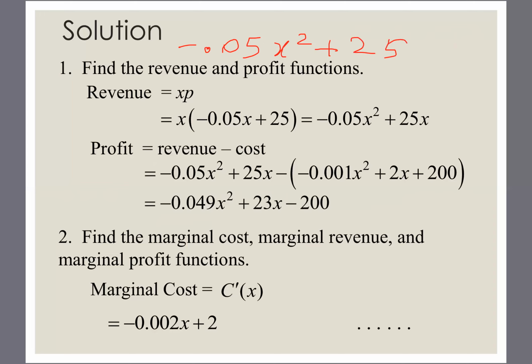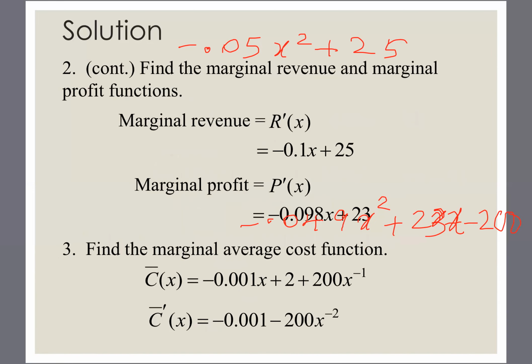This is my revenue function, and my profit function is minus 0.49x squared plus 23x minus 200. Okay, then I can move to the next slide. So you can see now this is the given revenue function, already obtained. This is the marginal revenue function, meaning we need to differentiate this one, right? Then the minus sign stays the same, multiplying 0.05 by 2, it becomes 0.1.